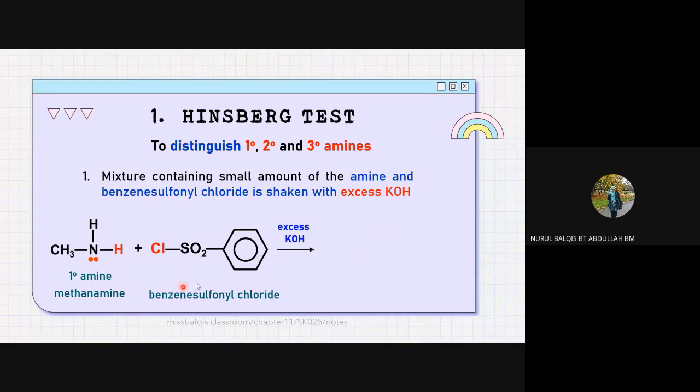Benzene sulfonyl chloride with excess KOH. Note here, our aim when these two react is that they will join together, meaning this nitrogen will form a bond with the sulfur double bond O2. Now from this amine, we have two available hydrogens, right? It is much easier to remove hydrogen than the alkyl group. So the first hydrogen here will pair up with this Cl.